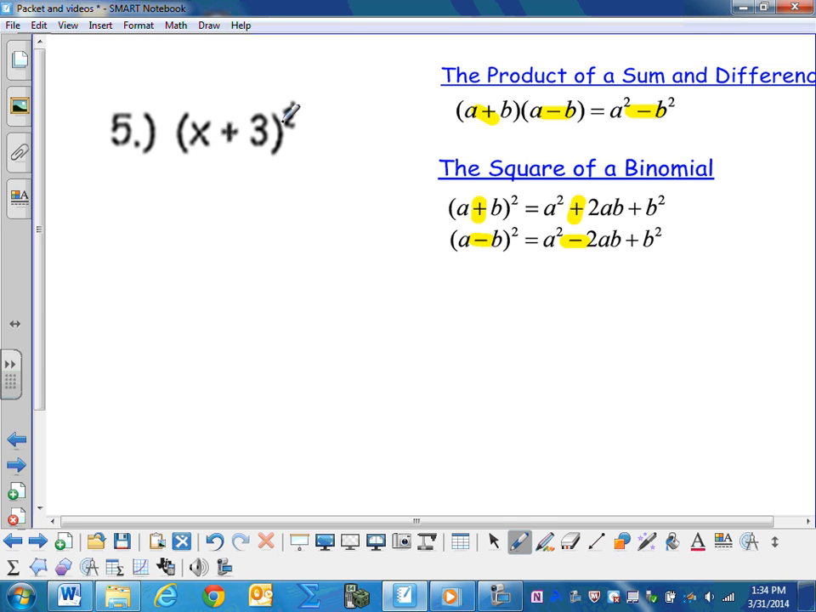X plus 3 squared, the square of a binomial with a plus sign. A equals x and b equals 3. My pattern is square the a, x squared. Multiply 3x, double it, 6x, and then square the b.